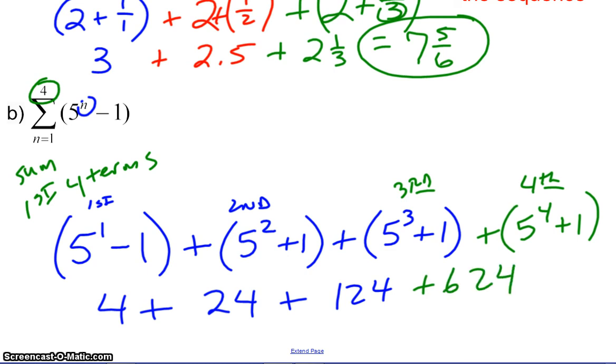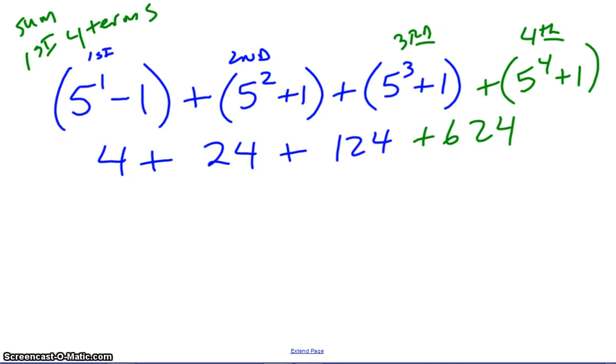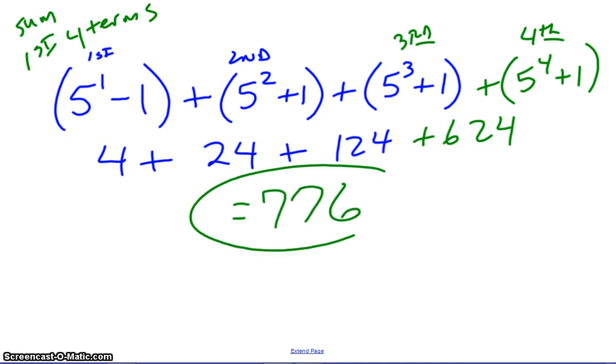So we find the first 4 terms in the sequence. We get 424, 124, and 624, and we find out that the total sum of those terms is 776. That concludes the notes for sequences and series, and we'll see you guys tomorrow.